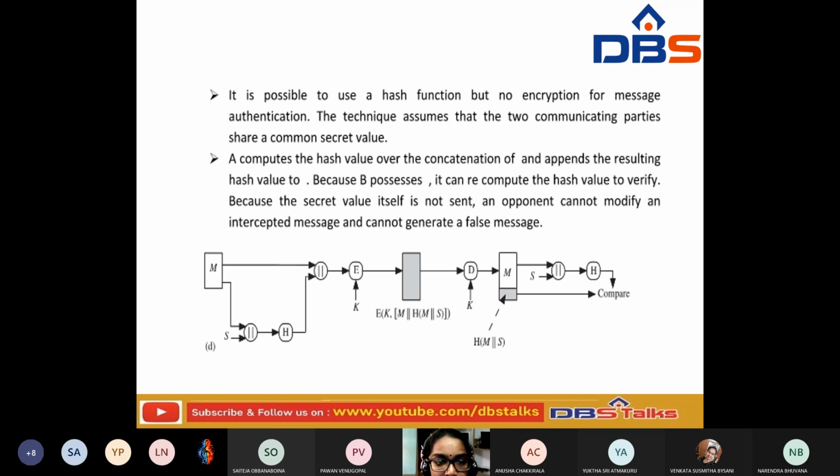See, this is a message M that is going to be sent here. This is the hash function that we are going to apply. After that, we have performed the encryption. And again, this is the encryption. For the entire message, we are going to perform the encryption with the key.